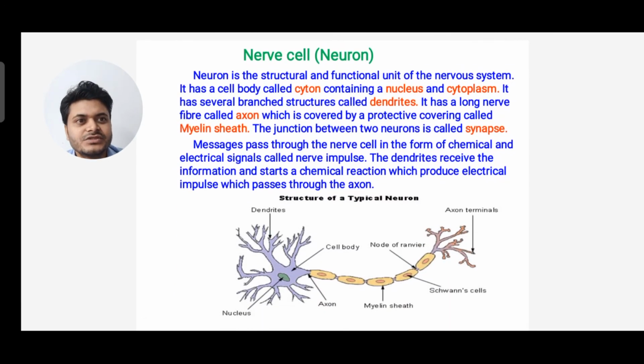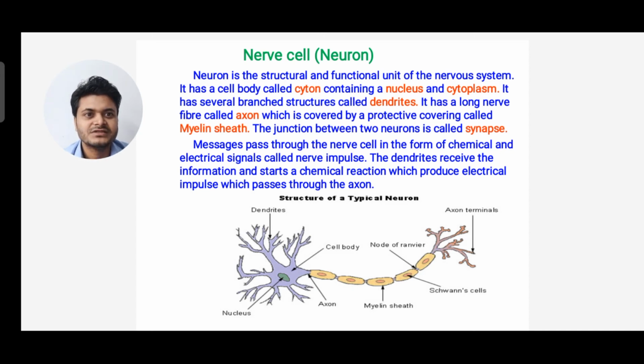So neuron is the structural and functional unit of nervous system. It has a cell body called cyton containing a nucleus and cytoplasm. It has several branch structures called dendrites. It has a long nerve fiber called axon, which is covered by a protective covering called myelin sheath. And the junction between two neurons is called synapse.